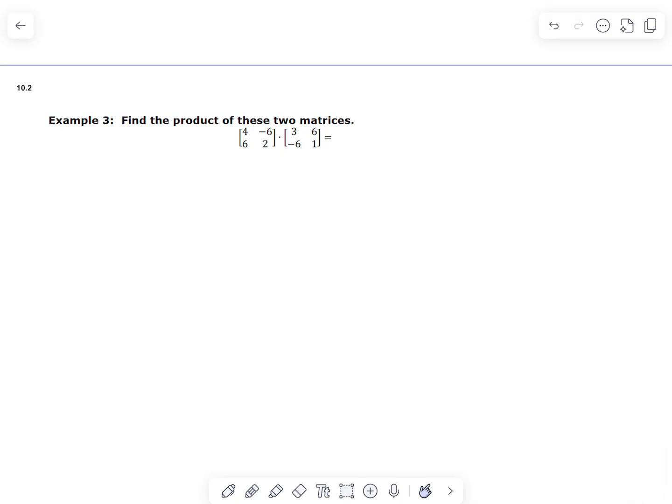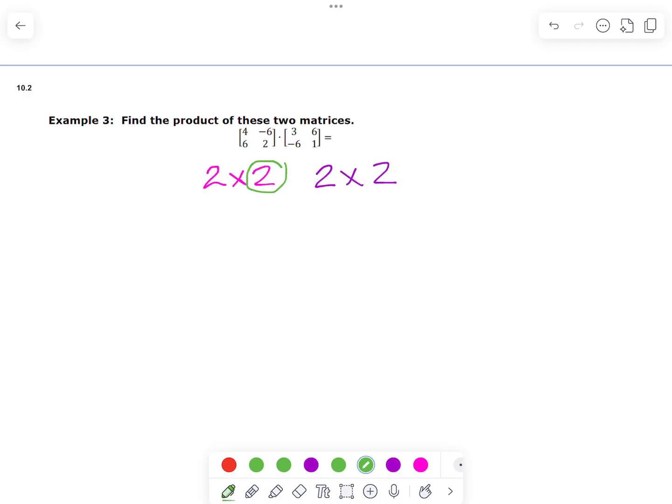All right, continuing on. Example 3 says, find the product of these two matrices. So first we have to see, are these two matrices able to be multiplied together? The first matrix is a 2 by 2 matrix. The second matrix is a 2 by 2 matrix. So then we look at the inside numbers. They are the same. We're good to go. So then the outside numbers will be what type of matrix we're going to have. So we're going to have a 2 by 2 matrix.